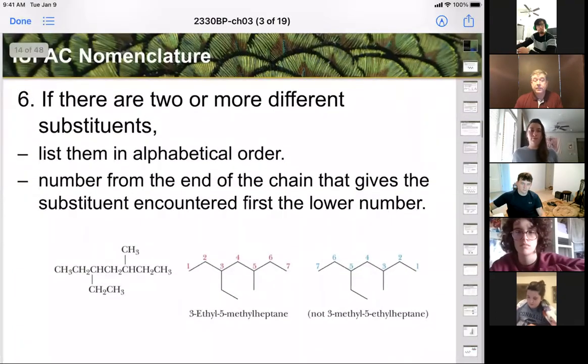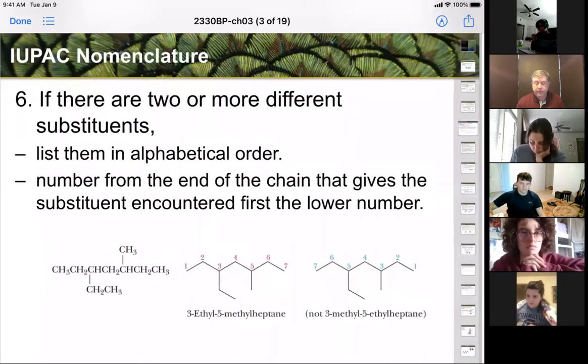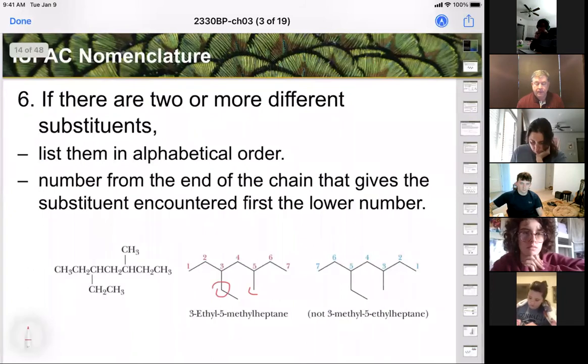So I'm going to do one more rule and then we're going to break and I'll see you on Thursday. The next rule is if you have 2 or more substituents, you list them in alphabetical order, not numerical order, alphabetical order. Okay, so in this case here, we have an ethyl group here, and we have a methyl group.